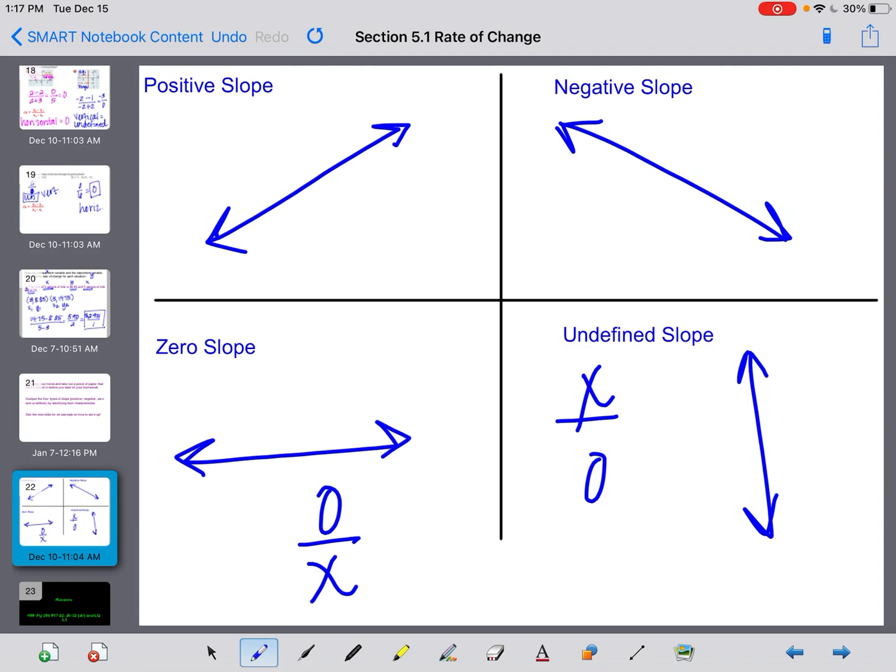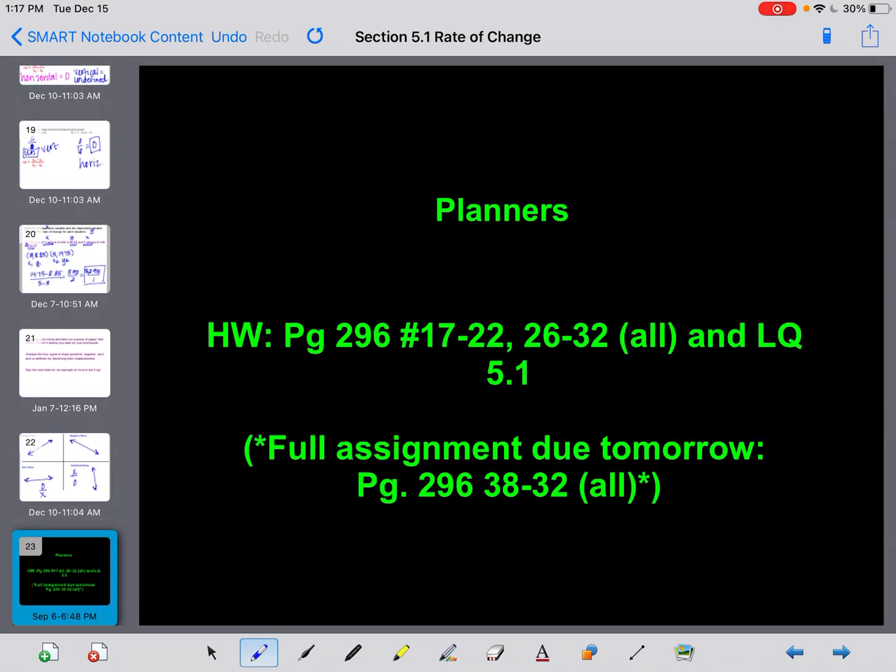Otherwise, you can finish your assignment on page 296 with 17 through 22, 26 through 32, and the rest of the lesson quiz.